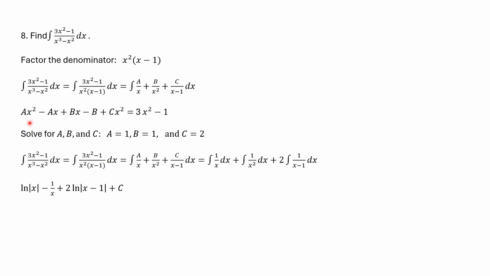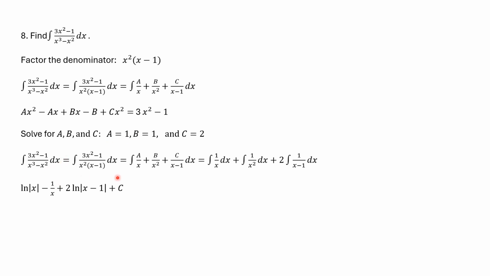Well, I'm going to end up with ax squared minus cx plus bx minus b plus cx squared. I'm sorry, it was equal to 3x squared minus 1. And a, b, and c are 1, 1, and 2 respectively when we integrate.